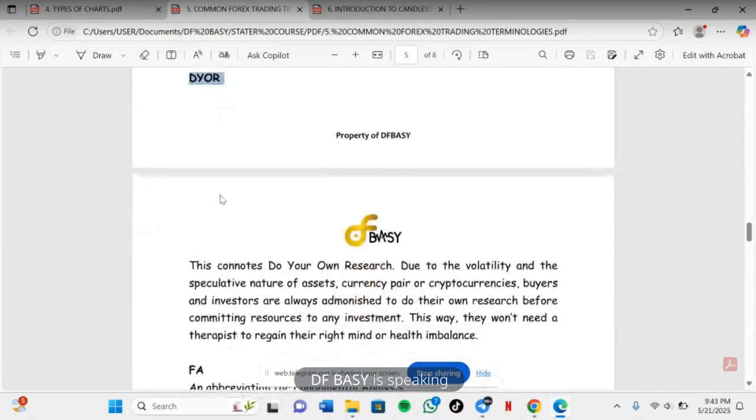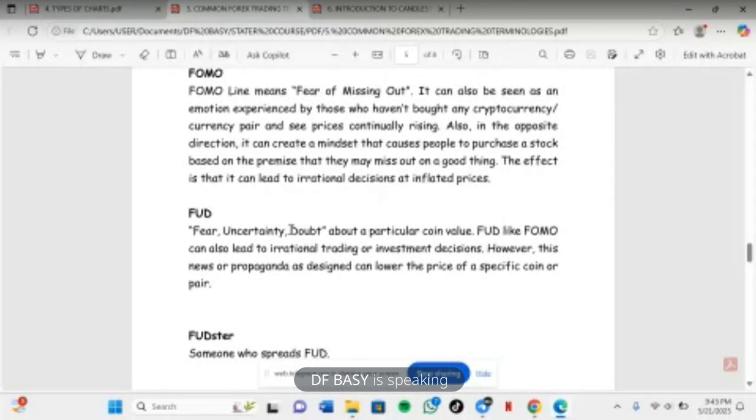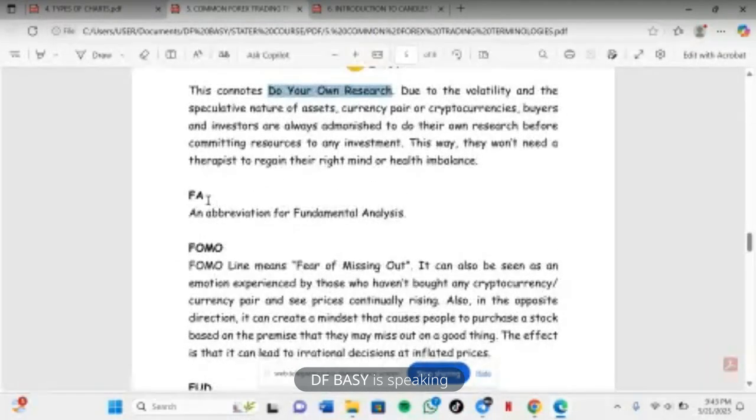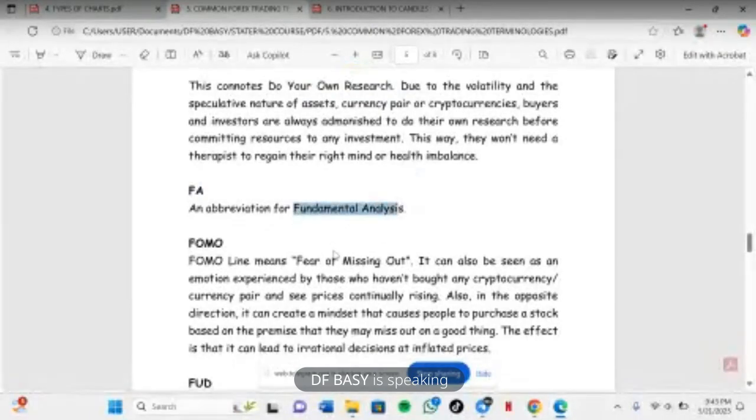Then DYOR. You see most people on X, on Twitter, they'll post something and say DYOR. They'll post a particular meme coin, or an analysis on forex or a stock, whatever, and tell you to DYOR. That simply means do your own research. I tell you this thing I post or talk about, do your own research about it before you take action, right? Then FA is an abbreviation for fundamental analysis. I've talked about fundamental analysis countless times, right?